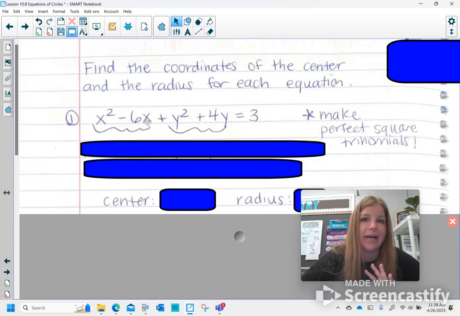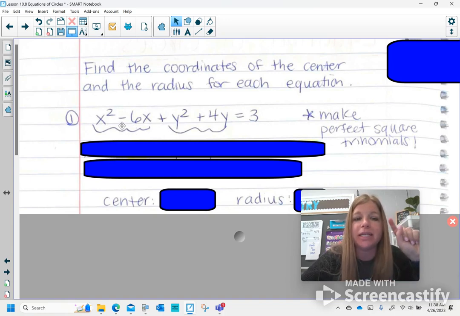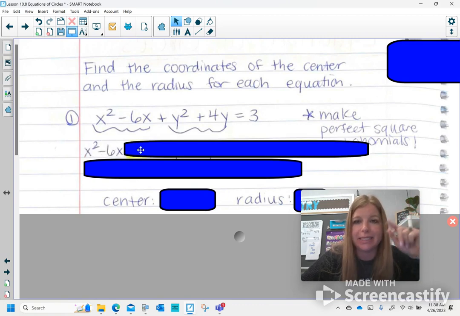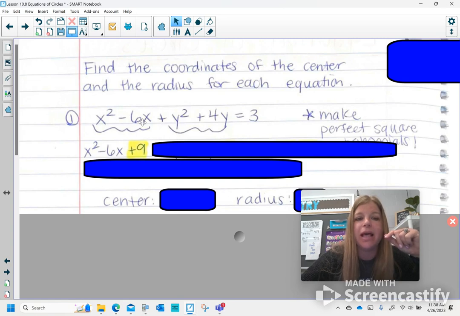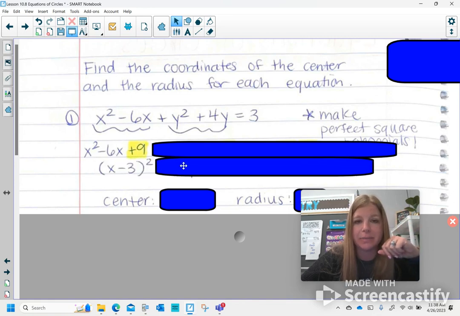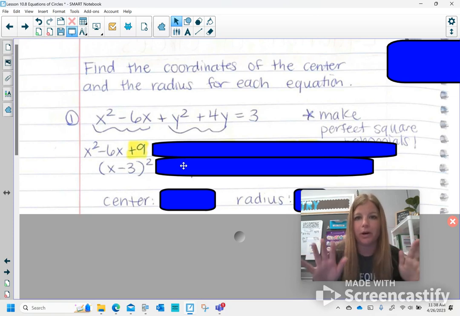For x squared minus 6x, the way that would be a perfect square trinomial, a 3-term polynomial, is if I look at the negative 6, I take half of it. Half of 6 is 3, and then I square it. 3 squared is 9. So if I say x squared minus 6x, but then I add 9 to it, that is now a perfect square trinomial. And the reason I want that is that it's really easy to factor. It's just the square root of the first term, x, the square root of the last term, 3, and then the sign of the middle term. Factored, that is x minus 3 squared. Cool, we have part of our equation.